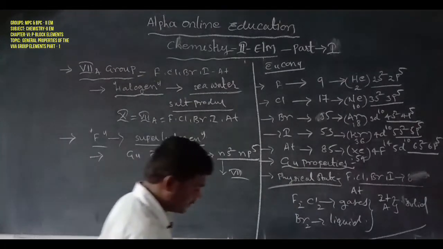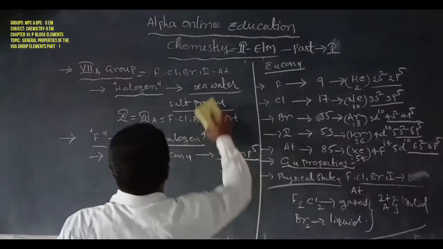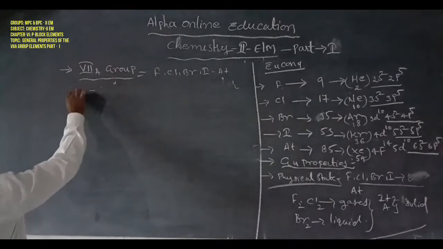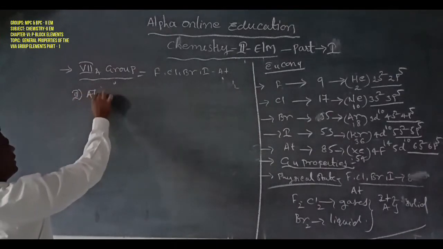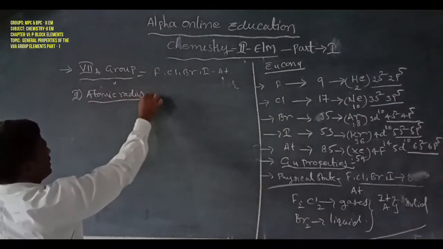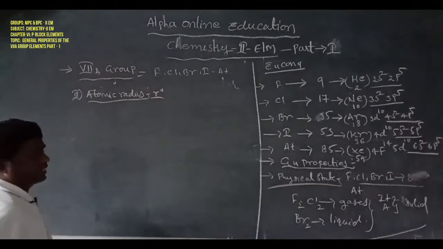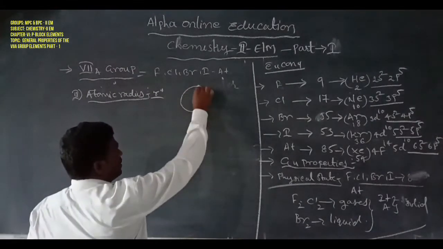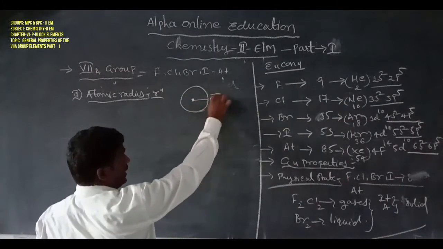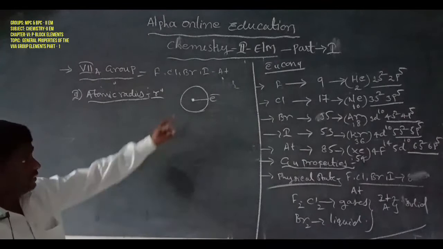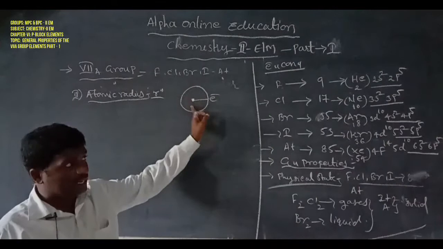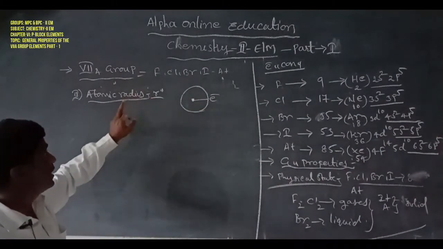Next, another one: atomic radius. The second property is atomic radius. Atomic radius is indicated by R. The distance between the center of the nucleus and the outermost electron in an atom is called atomic radius. That is also called R.